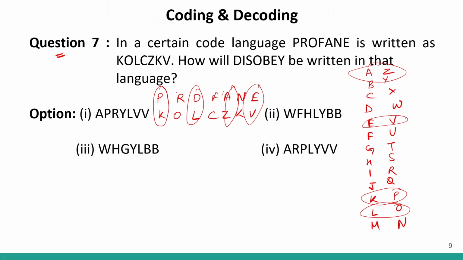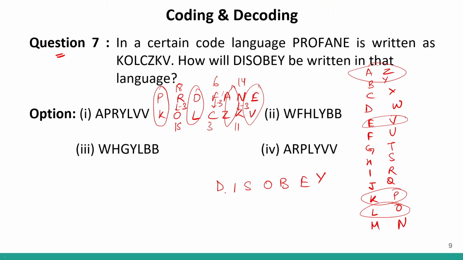Now if I look over here, R is 18. This is 15. So this is minus 3. This is 6, this is 3, so this is also minus 3. These are your forward ranks. N is how much? 14. K is 11, so this is also minus 3. So basically combination of opposite letters and going backwards by 3 positions. So we will do the same thing for disobey. For disobey, we will do the same thing.